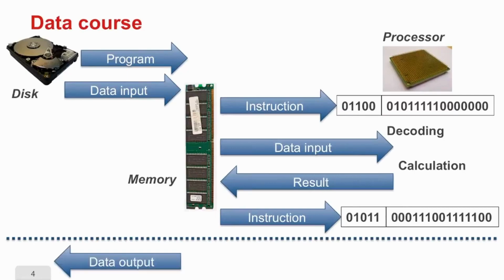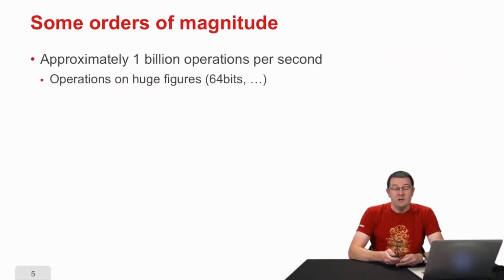At the end of the recipe, it will have executed everything it needed to, the result will have been stored in the memory, and so finally it will just take the result stored in the memory and send it back to the hard drive to save, for example, an image or a document that may have been modified. Some orders of magnitude to go further into this, how it works.